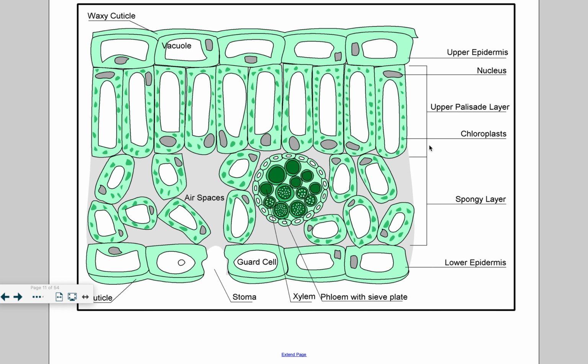So here's a cross section of this waxy cuticle at the top and on the bottom of a leaf. Notice that we still have tiny little openings to allow for water vapor to escape, as well as oxygen and carbon dioxide to enter.